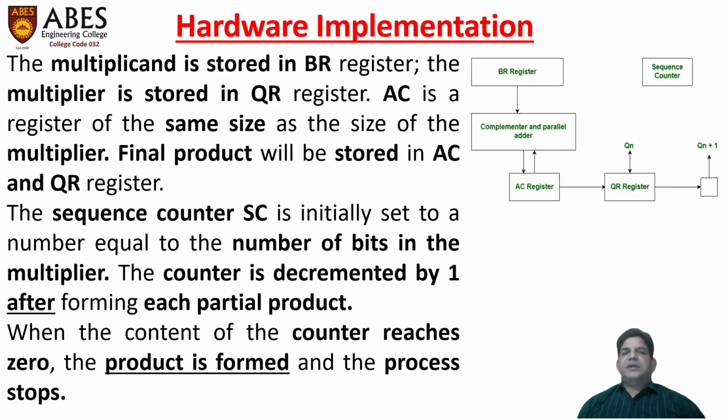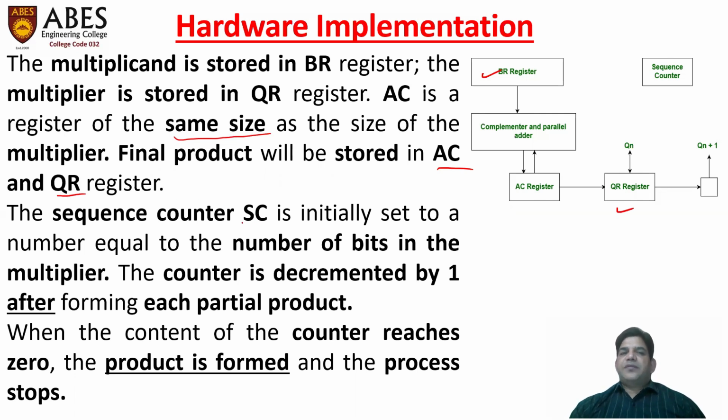The multiplicand is stored in the BR register, as you can see, and the multiplier is stored in the QR register. Both registers and the AC are of the same size, that means the same number of bits as the size of the multiplier. And the final product will be stored in the AC, the accumulator, and the QR register.